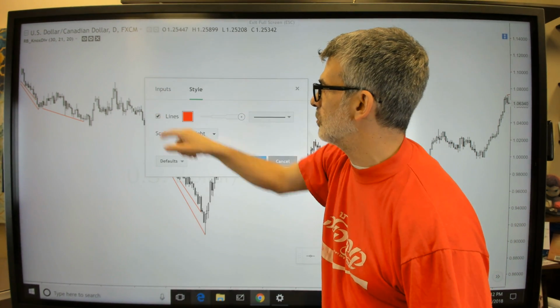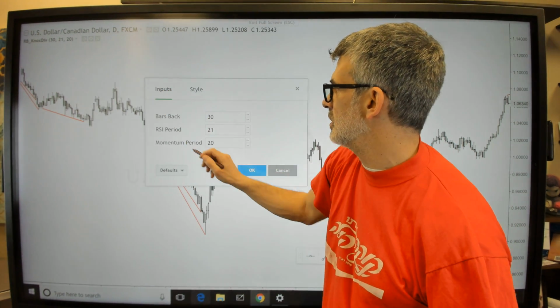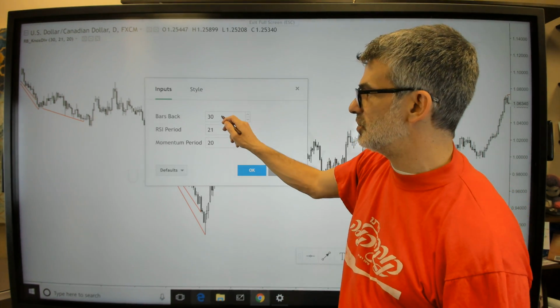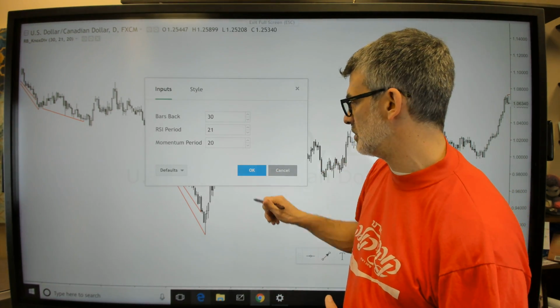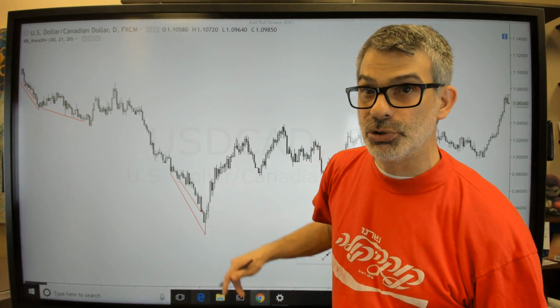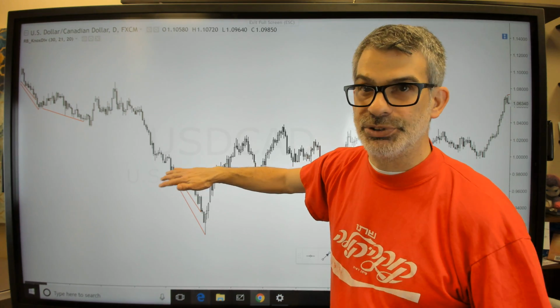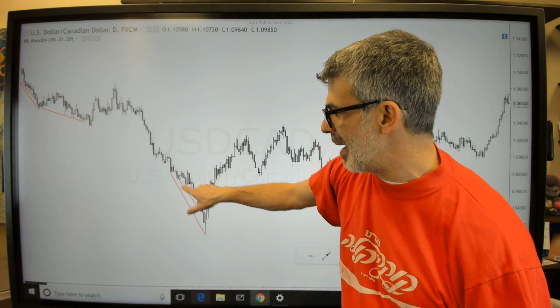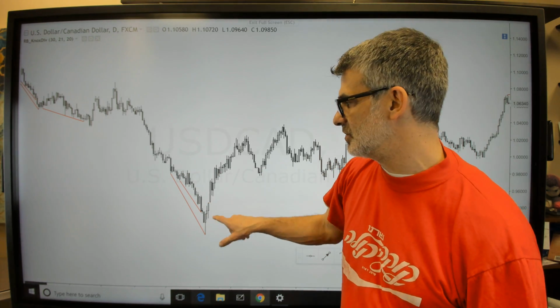And under inputs, what I like to do is set the bars back to 30. What that refers to, when you set the bars back to 30, is how many bars maximum can be included in the Knoxville Divergence setup. So for example, that means that the maximum length of this line is 30.